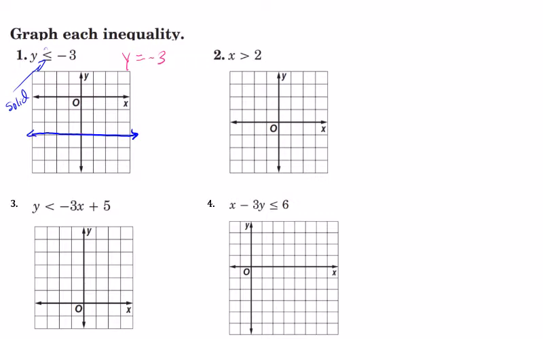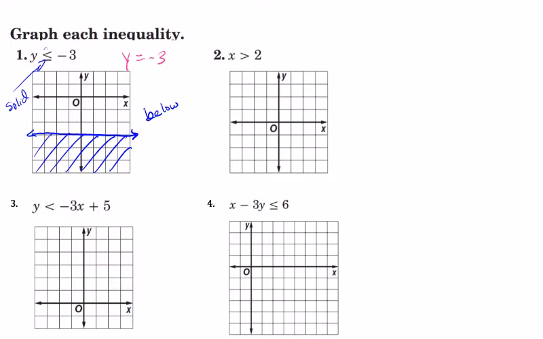Okay, now I just need to know, am I going to shade above or below? So less than means below, right? So I'm going to shade below. All right. So that's how you graph inequality. So it's basically the same thing, sometimes you have a dashed line, sometimes you have a solid line, and then you just have to know whether you shade above or below.